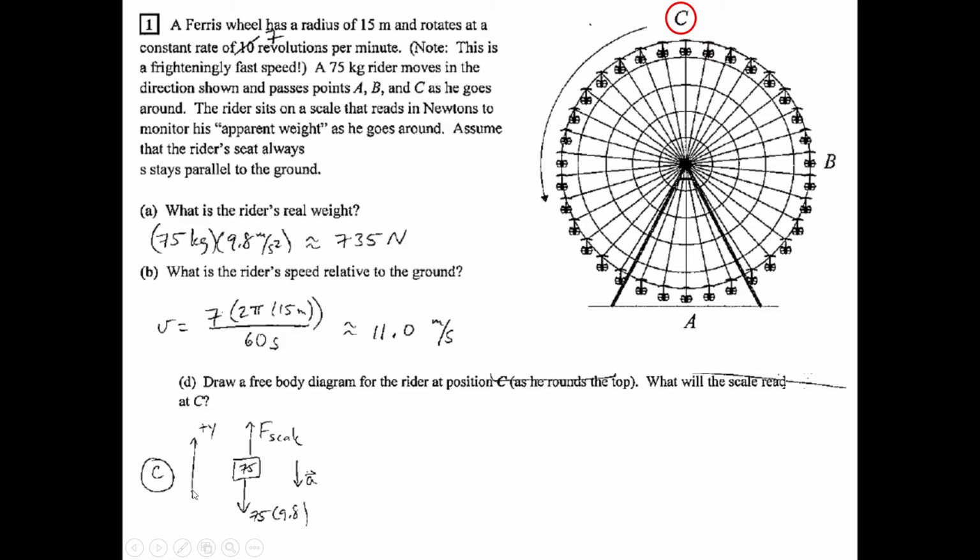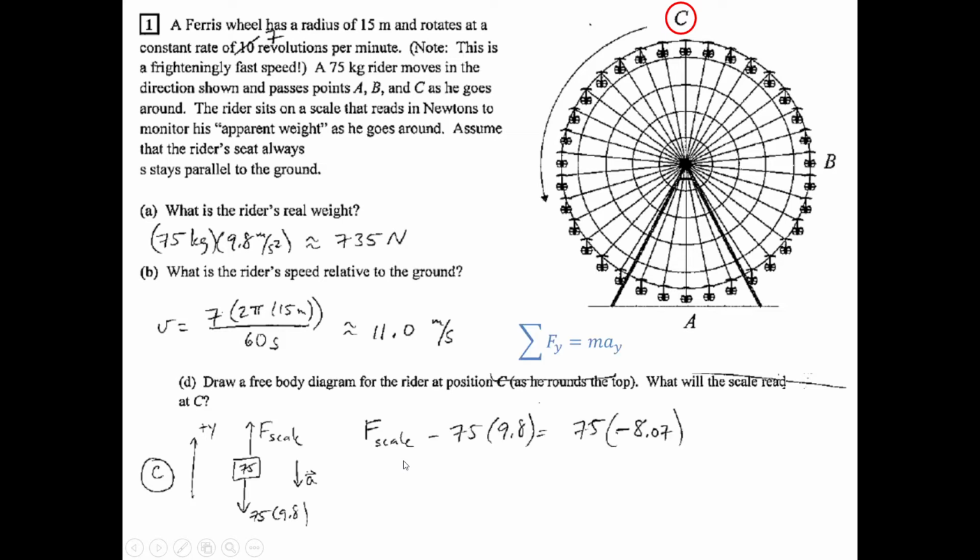And we could still take plus y to be up. It doesn't matter, as long as we don't have to have it pointing exactly along the direction of the acceleration. It's just as good to have it pointed in the opposite direction of the acceleration. The important thing to realize is that the acceleration, as you're rounding the top, points downward towards the center of the circle. So that's really the only change from the previous case.